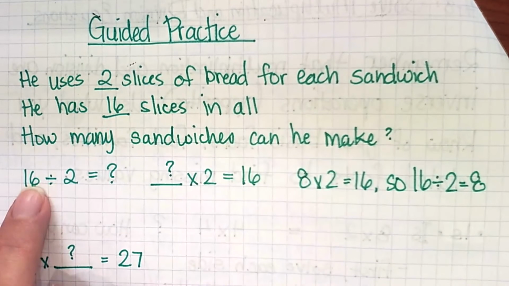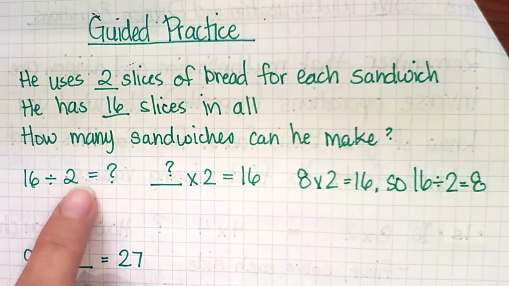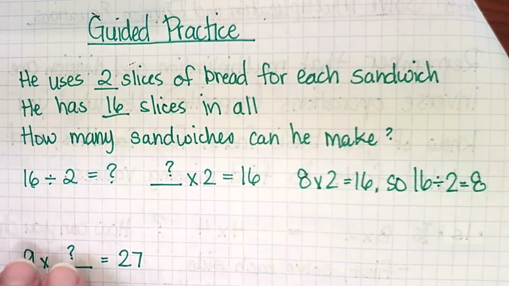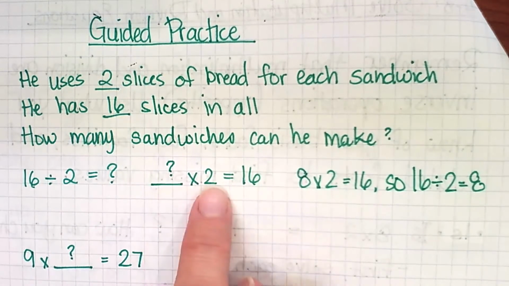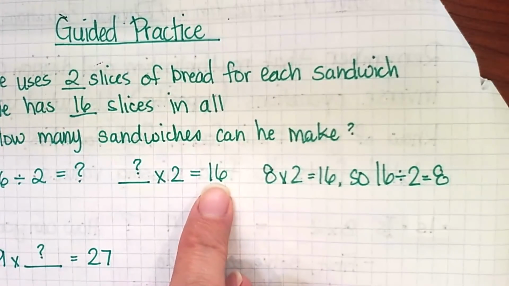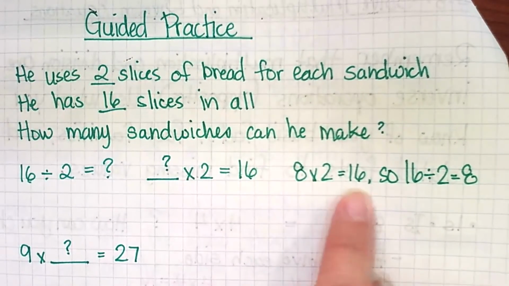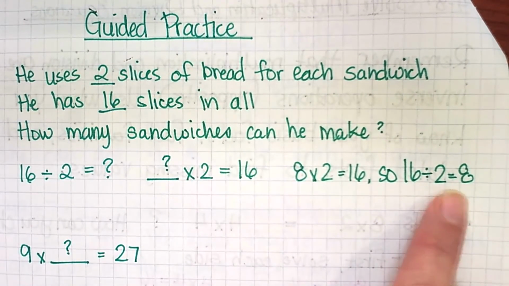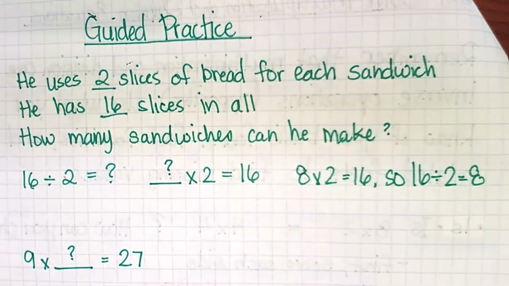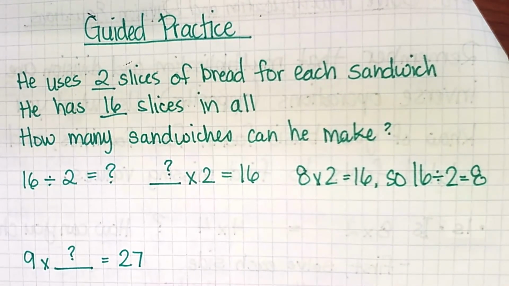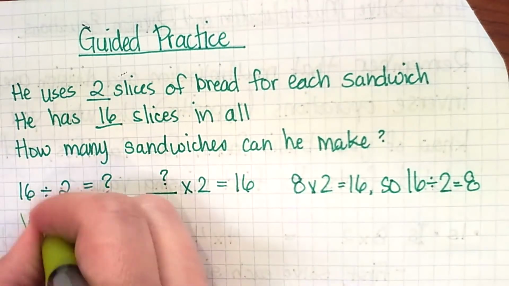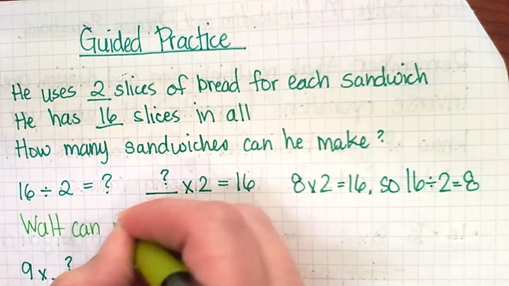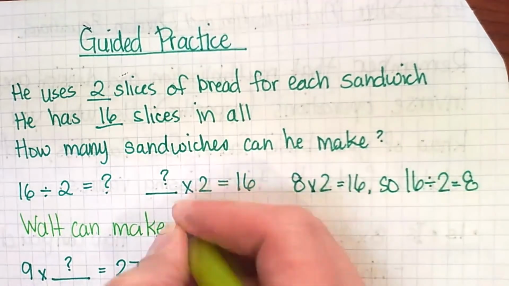So I know I need to do 16 divided into groups of 2 because each sandwich uses a top slice of bread and a bottom slice of bread. I can think what number times 2 is equal to 16. Now, because I know my math facts, I know that 8 times 2 is equal to 16. So that means 16 divided by 2 is 8. Now, you also need to remember to write down the answer. So if they asked you a question and they're asking you for a specific answer, write it down. Walt can make 8 sandwiches.